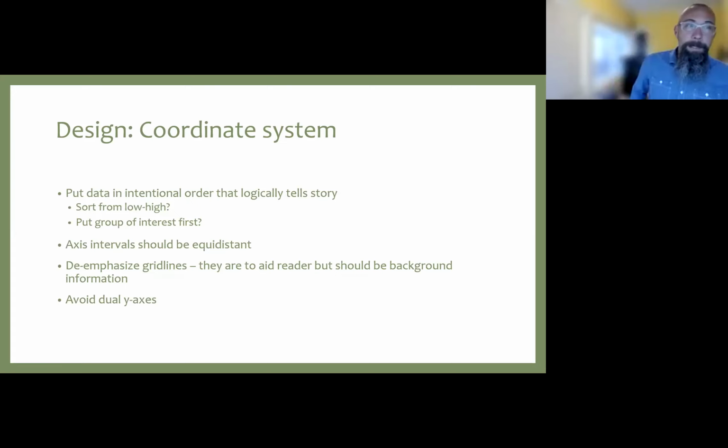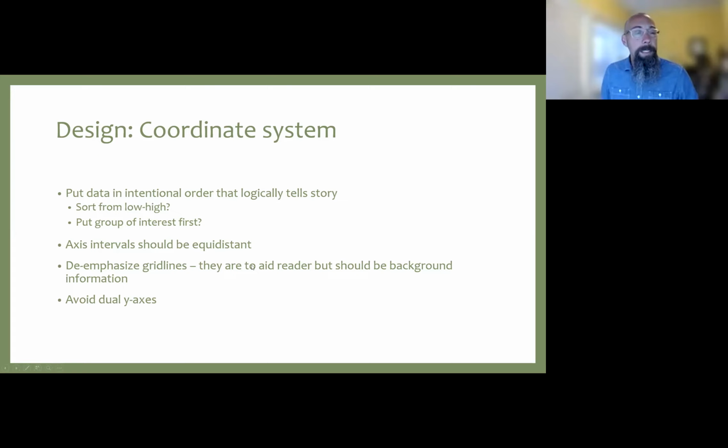Okay, coordinate systems. So remember, we had the geometric part, which is how do we put things on? Coordinate systems are like the axes and how we're organizing them. So putting data in an intentional order that logically tells a story. You notice that some of the plots I've shown today have had their axes ordered, like from high to low or low to high, and some have not. It's not required that they be ordered, but it probably is a good idea that whatever you do, you did it on purpose. So maybe it's sorted from low to high, or maybe you have one group that you're interested in and you put them first. Maybe you put it in alphabetical order, but you should think about it and make a decision.